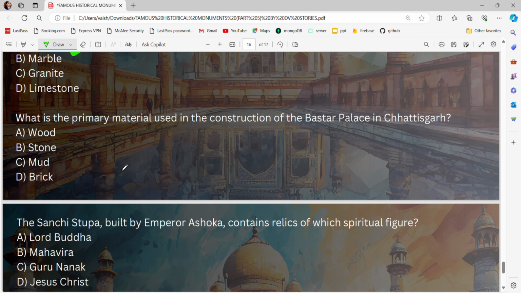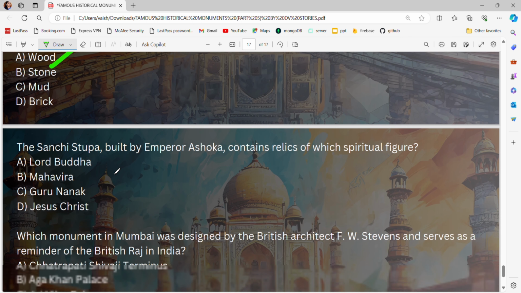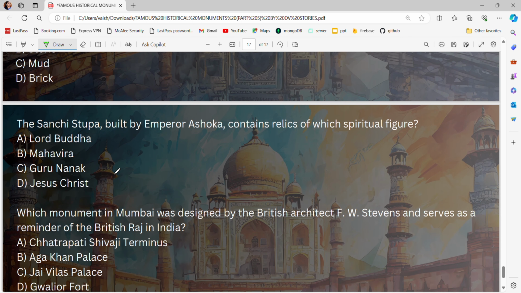Next, what is the primary material used in the construction of Bastar Palace in Chhattisgarh? And the options are wood, stone, mud, brick. Here the answer is wood.